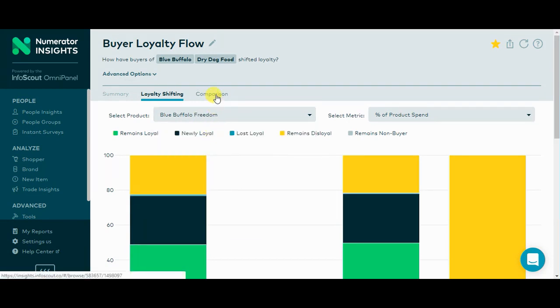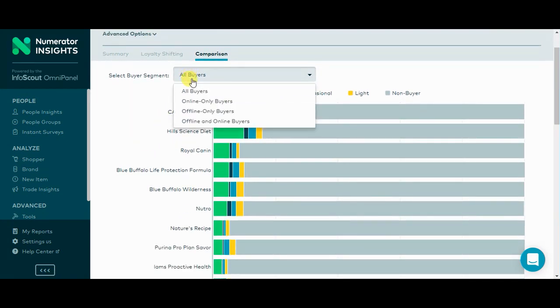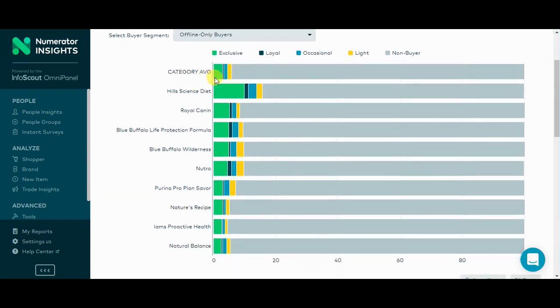And then the last tab in here is the comparison tab. So this will allow you to, again, select your level of buyer segment that you want to look at. So we'll stick with this offline only buyer. And then we'll be able to see the category average and then some of the top brands sold at PetSmart and where their loyalty levels lie. So we do see that Hill's Science Diet has the most purchasers in general, and they definitely have the most exclusive purchasers. But remember, we are comparing that to individual brands.